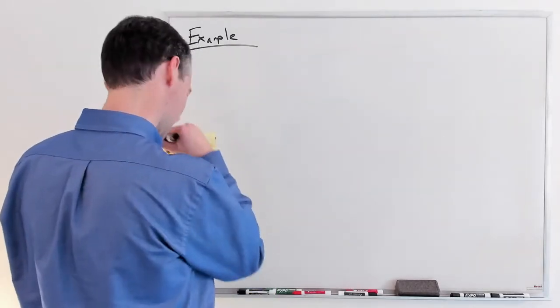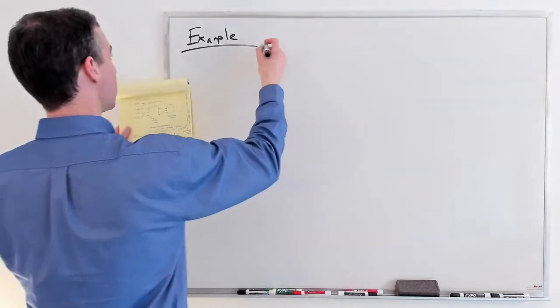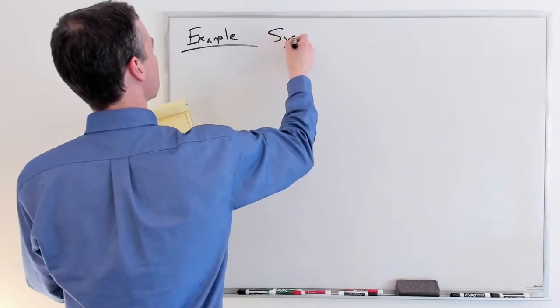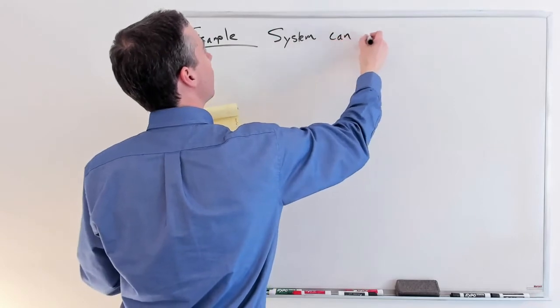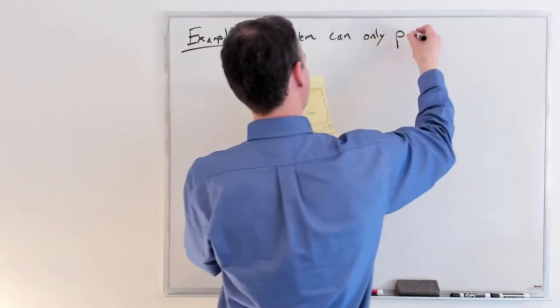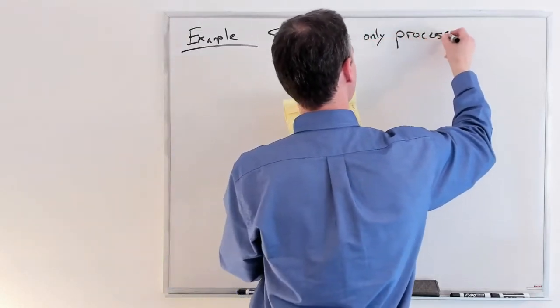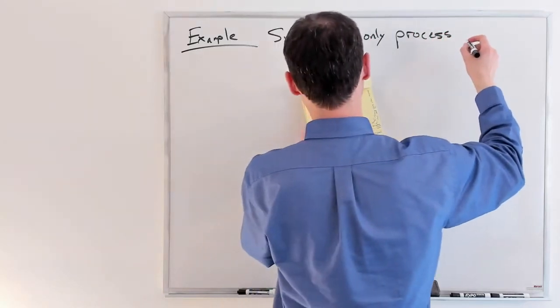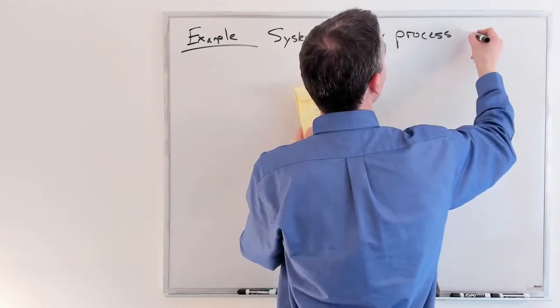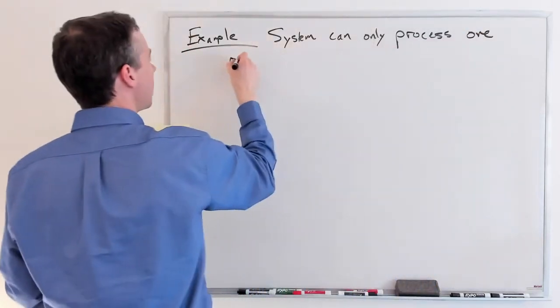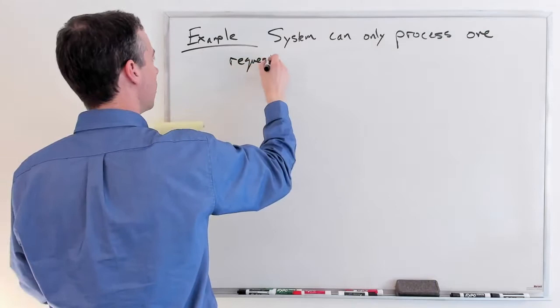All right, so let's take an example system where our system can only process one request at a time. So this thing has no parallelism at all, no concurrency. All the requests basically queue up.